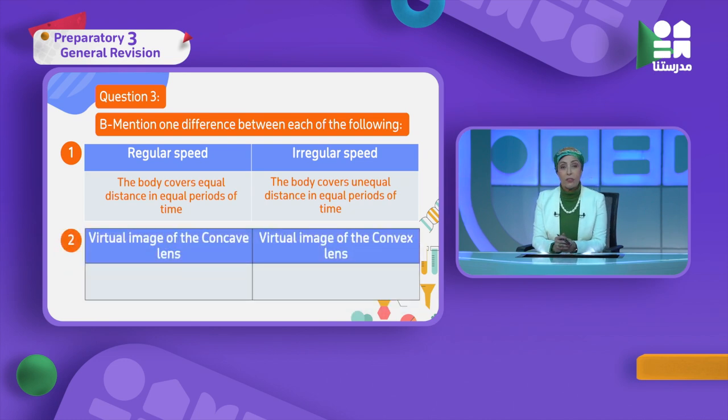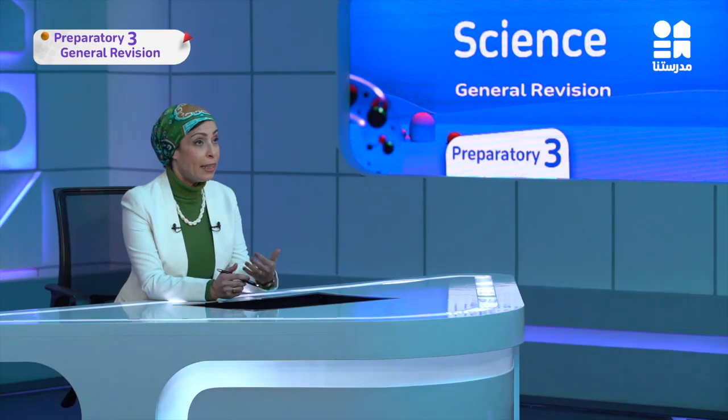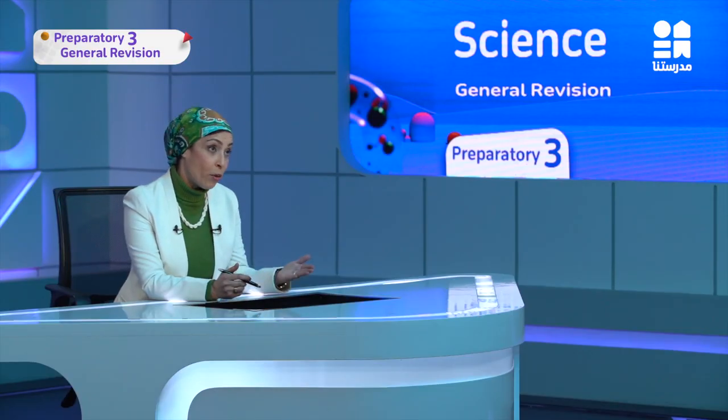Here he wants the difference between the virtual image in the concave lens and the virtual image in the convex lens. I know the virtual image has certain characteristics: it will form behind the lens or behind the mirror. Here he just wants me to get a difference between the virtual image in the two cases, in the case of the concave lens and in the case of the concave mirror.